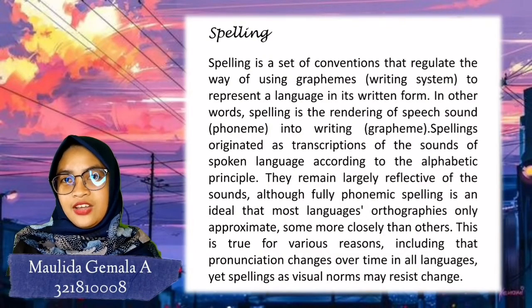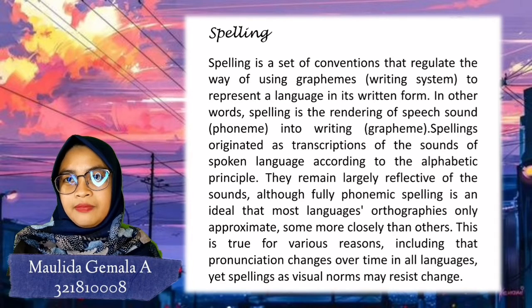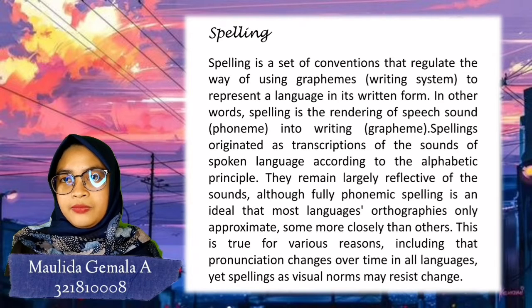Spelling is a set of conventions that regulate the way of using a grapheme writing system to represent a language in its written form. In other words, spelling is the rendering of speech sounds, phonemes, into writing, graphemes. Spelling originated as a transcription of the sound of spoken language according to the alphabetic principle.